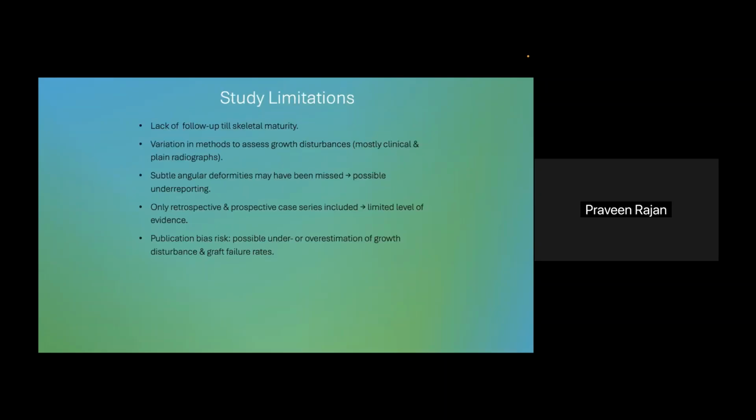We had some limitations in our study because most of the patients were not followed up till skeletal maturity. There's variation in methods of assessing growth disturbance, mostly clinical and plain radiographs, and CT scan or other methods were not used. Subtle angular deformities may have been missed. We had only retrospective and prospective case studies. We didn't have any randomized controlled trials, and there would have been publication bias also.